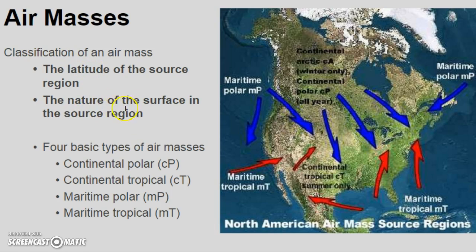So latitude and where. In this case, we're going to be able to determine that if it's over land, it's going to be drier. If it's over water, it's going to be more moist. So there are four basic types. We've got continental polar, small c, capital P. We have continental tropical, small c, big T. Maritime polar, small m, big P. And maritime tropical, small m, big T. Now these are four primaries, not the only four. These are the ones we'll look at.